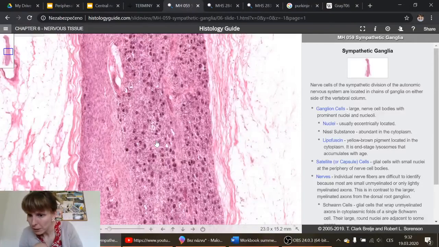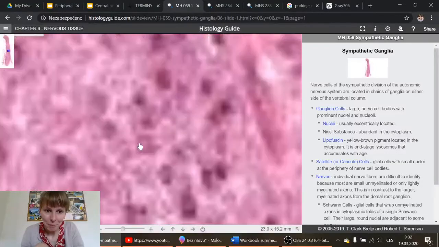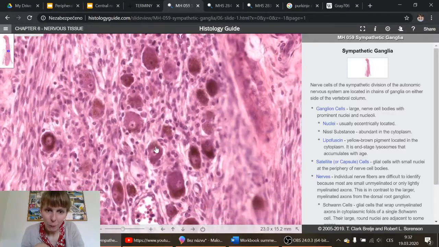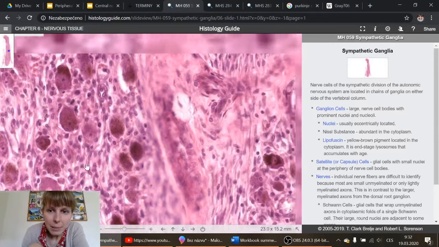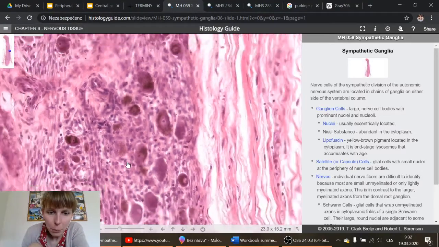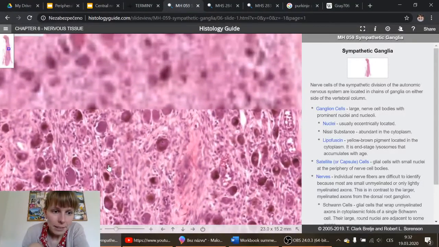So sympathetic ganglion, and we will zoom in. I'm sorry, I know it's already past the end of the lesson, but we will finish really quickly. So when you zoom in all the way, you see these big round cells with big round nuclei with the nucleolus visible, and inside the cytoplasm you see this brown stuff. So that's the lipofuscin. This is the lipofuscin in the cytoplasm, and these are the big multipolar neurons. They will have the satellite cells around them.